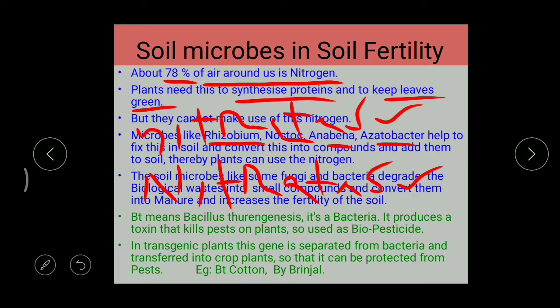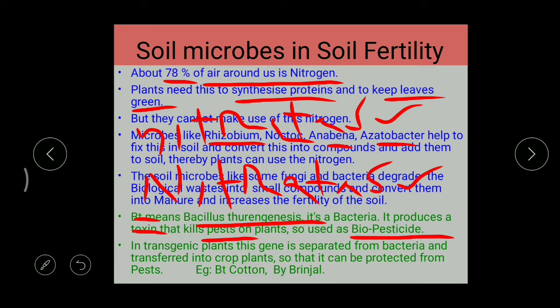And here the next concept, that is Bt. What is meant by Bt? It is the name of a bacteria, that is Bacillus thuringiensis, Bacillus thuringiensis. And what is the capacity of this bacteria? This bacteria will produce a toxin. Toxin means poison, and that poison can kill the pest that is present over the plants. Okay, that's why generally we use this bacteria as a biopesticide.